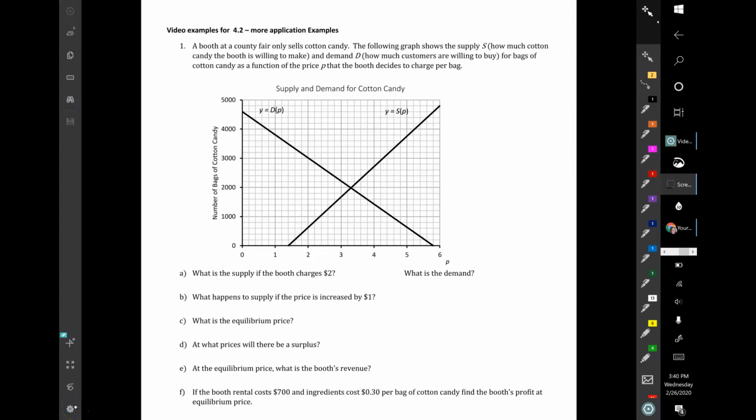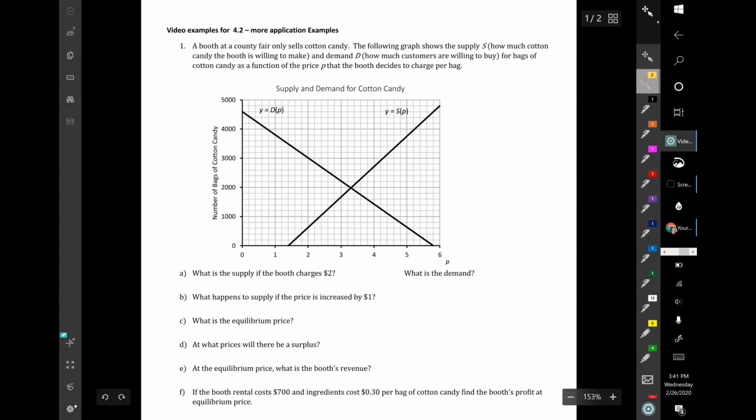This video is on 4.2, more application examples. This is for linear functions, and really you want to focus on the concepts, the interpretation, the function vocabulary, and putting things in everyday language based on the data that we look at.